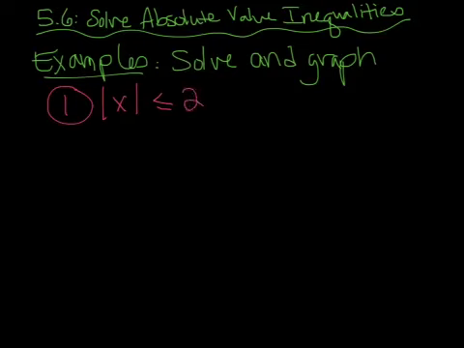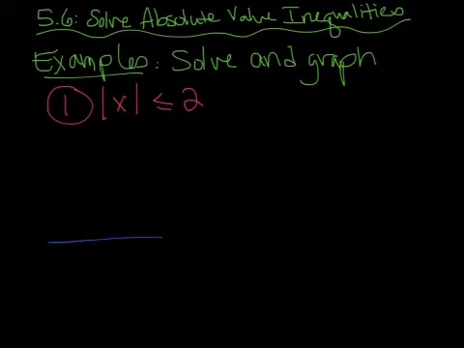There are two ways that you can look at this. I'm going to show you the way you can think about it by looking at a graph, and then I'm going to show you the way that will work for all of these. So we are going to think about what absolute value actually means. It means that the distance of x from 0 is within 2. It's less than or equal to 2.